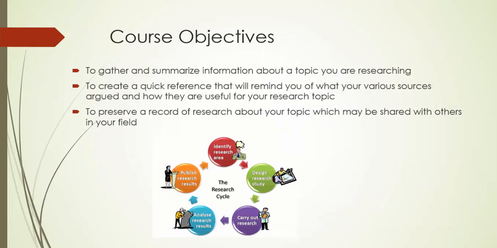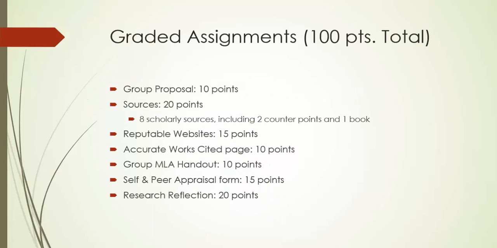The course objectives are to gather and summarize information about a topic you are researching, to create a quick reference that will remind you of what your various sources argued, and to preserve a record of research. How this works, it'll be tied to the research project and the argument essay. So the information that you gather with your group will also be the information that you use for your argument paper. This will be 10% of your grade, 100 points.